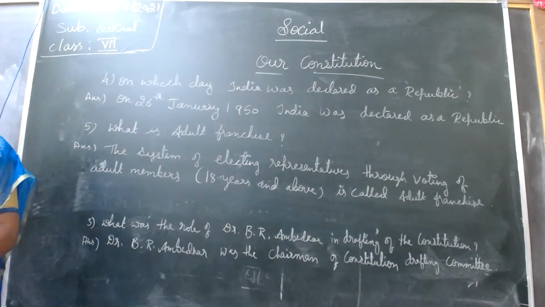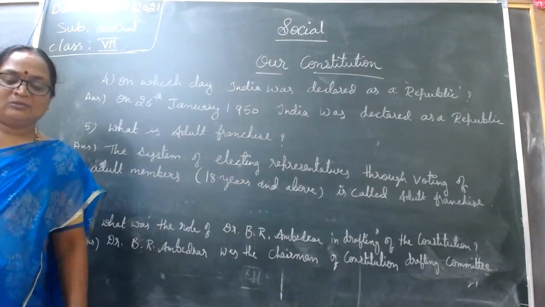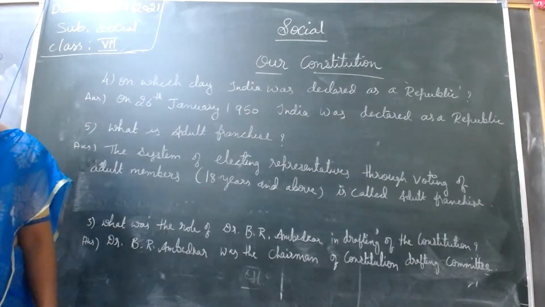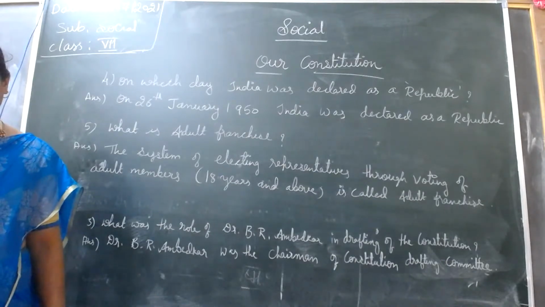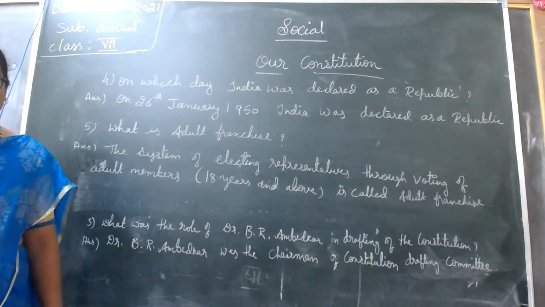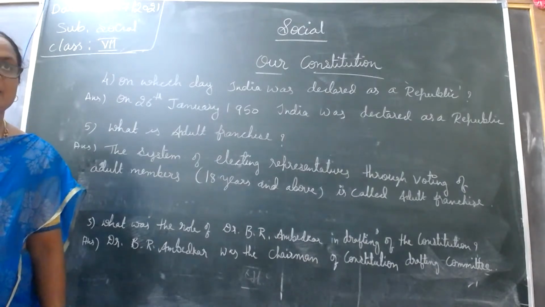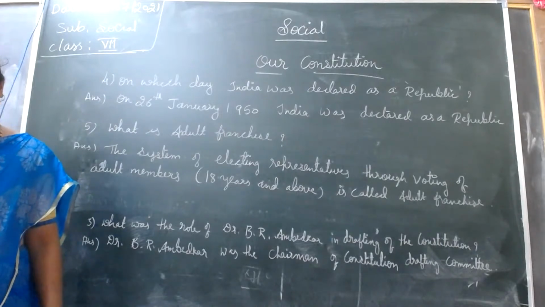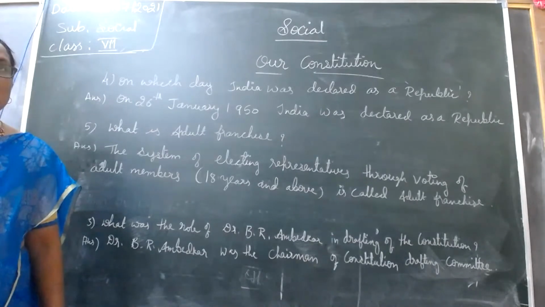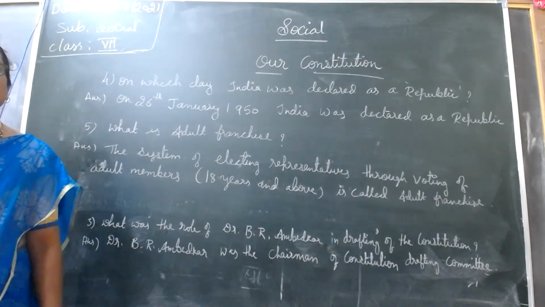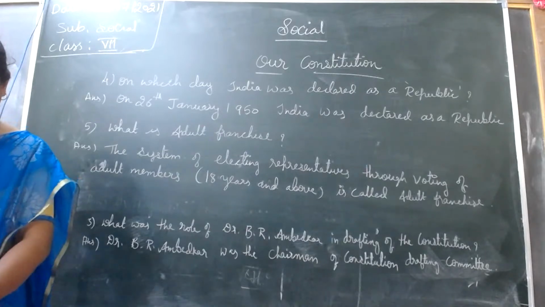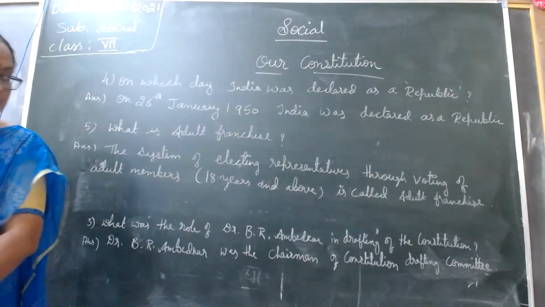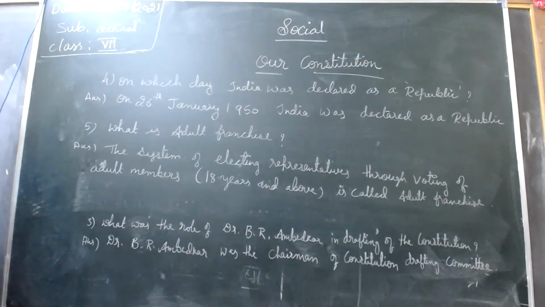The system of electing representatives through voting of adult members, that is 18 years and above, is called universal adult franchise. Copy this.